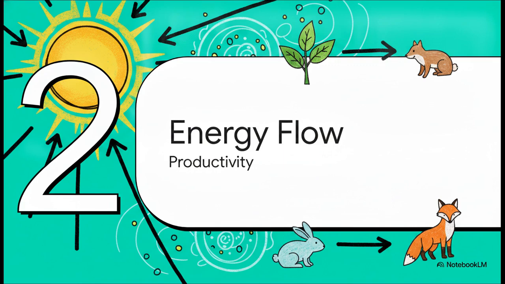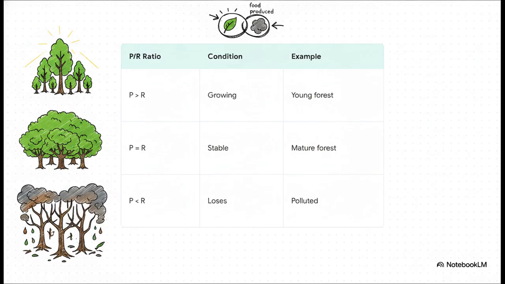Moving right along. Section 2, energy flow and productivity. Go ahead and take a mental screenshot of this table right now. Trust me, the PR ratio is a highly testable concept. P stands for gross primary production. That's the food produced. R is respiration, the food used. If P is greater than R, the ecosystem is actively storing energy and growing, kind of like a young forest. If P equals R, it's completely stable, like a mature forest. But if P is less than R, that ecosystem is losing energy and dying, which happens a lot due to pollution. This table is basically your ultimate cheat code for understanding ecosystem health.